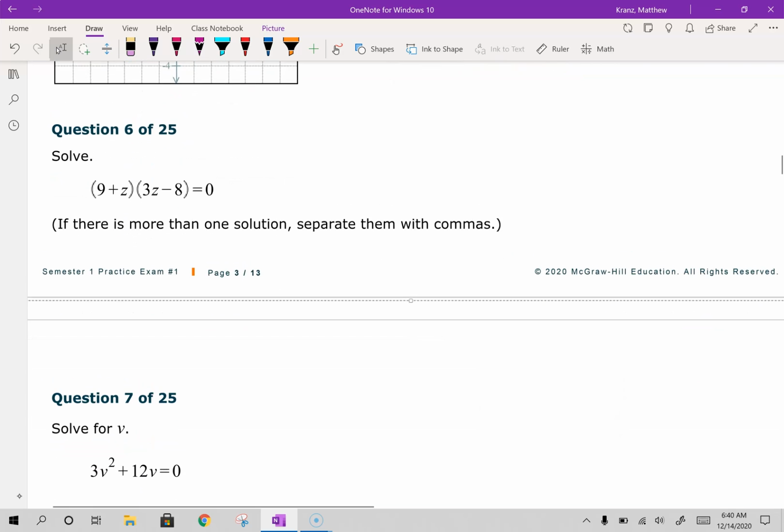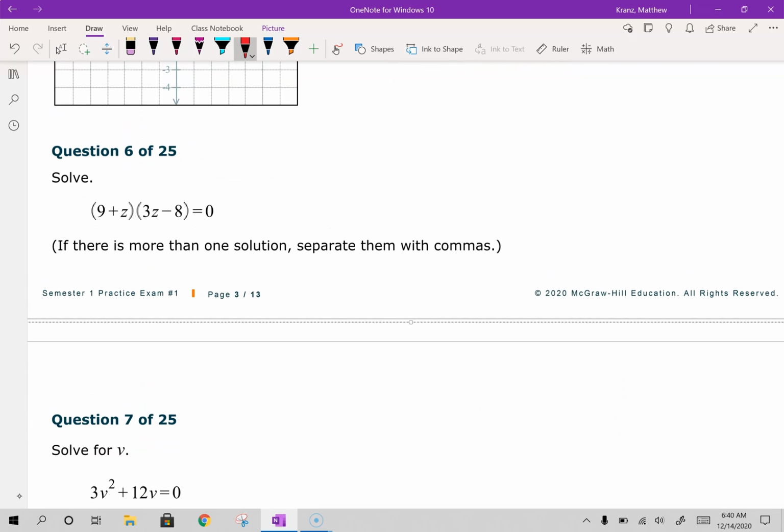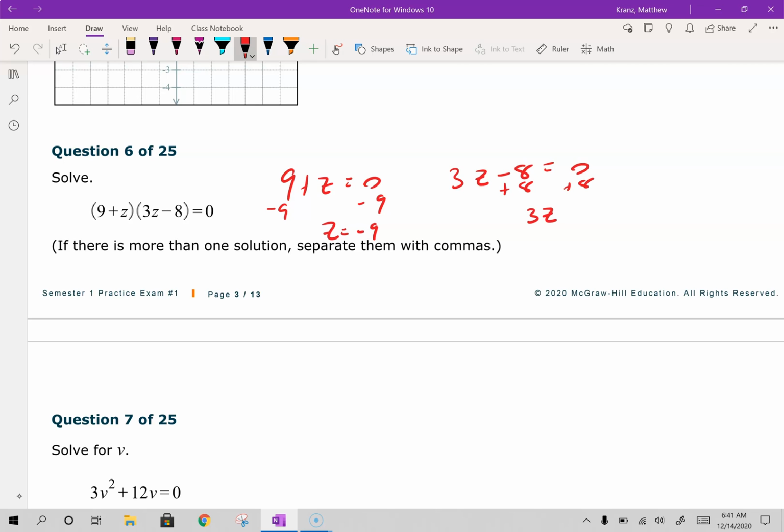We have to go ahead and solve this for zeros. So all we do here is 9 plus z equals 0. 3z minus 8 equals 0. Minus 9, z equals -9. Over here we add 8. 3z equals 8. When I divide by 3, z equals 8/3. So my answer is z equals -9, comma, 8/3.